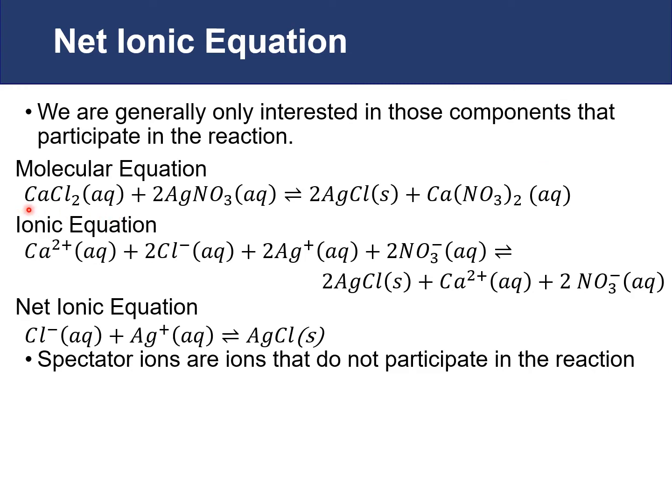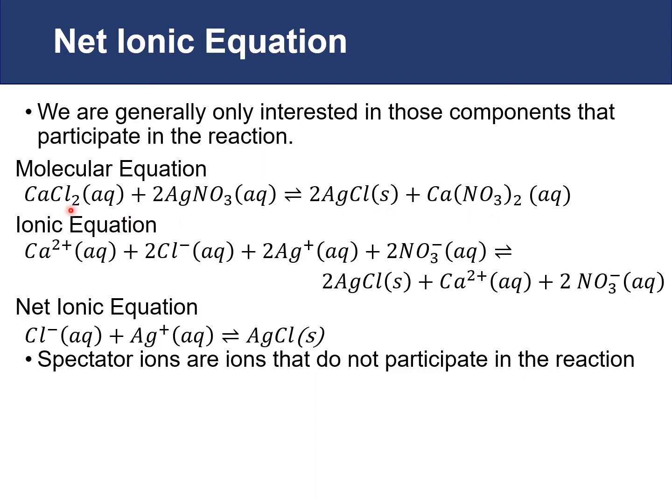We could also look back at our solubility tables. All chlorides are soluble except silver, mercury, and lead. Calcium is not one of those, and so calcium chloride will be soluble. All nitrates are soluble without exception, so the silver nitrate will be soluble. Silver chloride, all chlorides are soluble except silver, mercury, and lead. So this will form a precipitate. And then calcium nitrate, all nitrates are soluble, and so the calcium nitrate will be soluble.